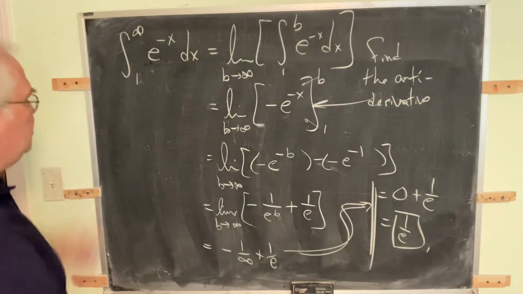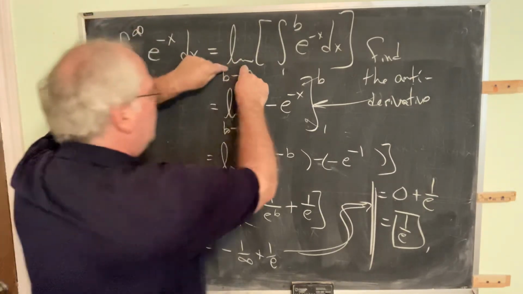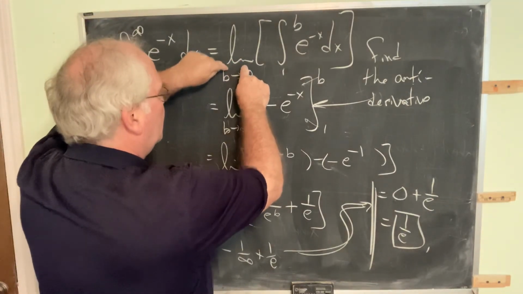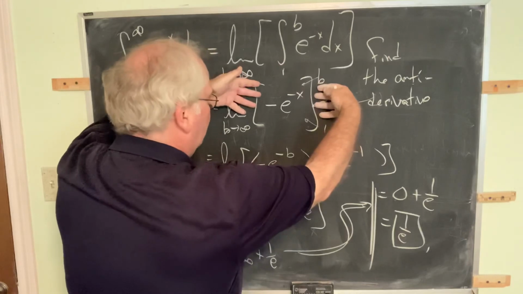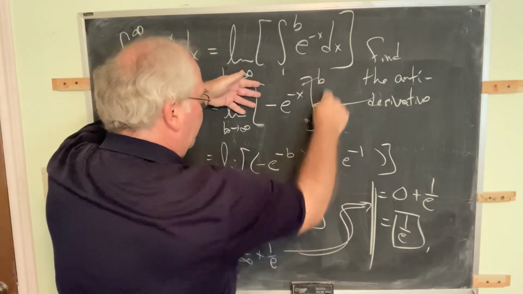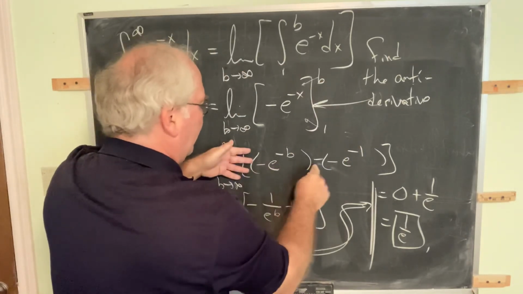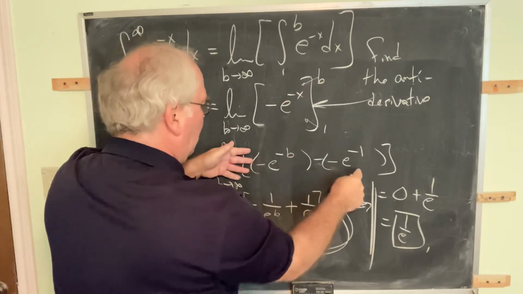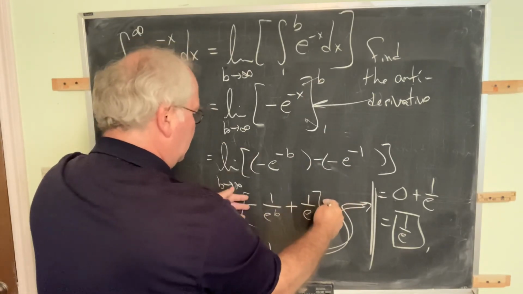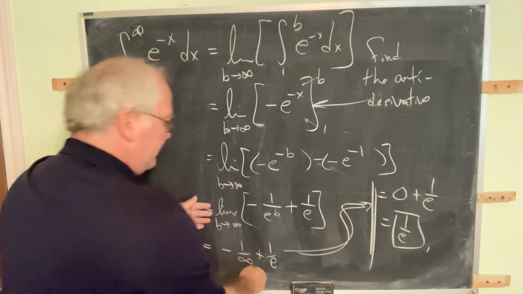So that's the procedure. Change this to a limit statement, and then evaluate the antiderivative. It's a definite integral. Top minus bottom, upper limit minus lower limit. Simplify that if you need to, and then finally evaluate this limit and you're out.